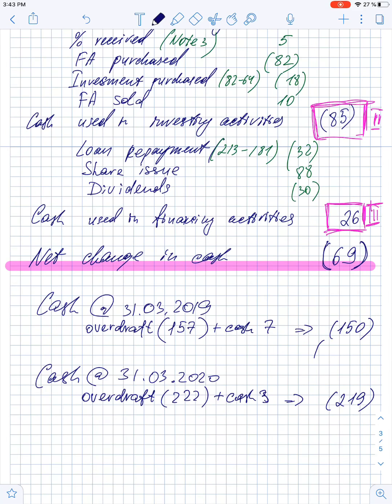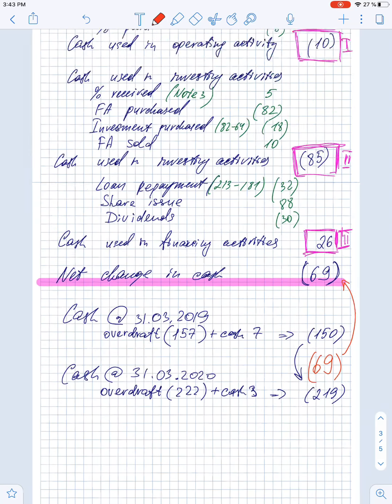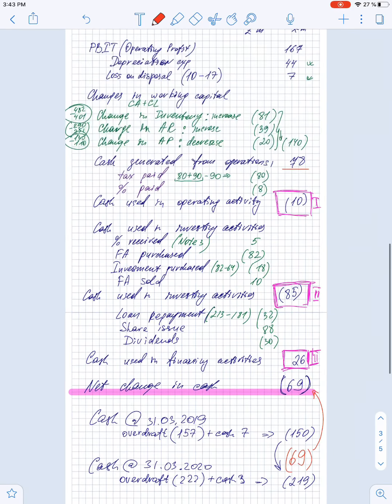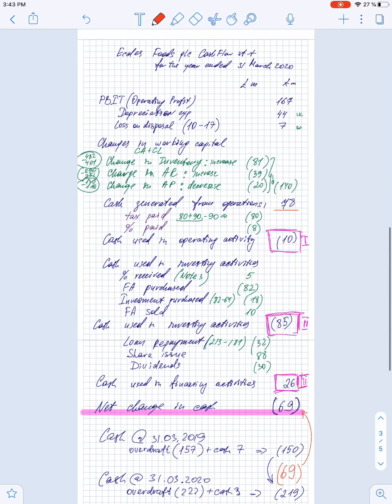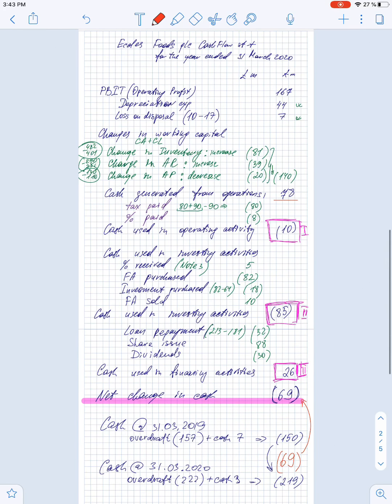And the difference between these two amounts from opening to closing is 69, as we have just calculated in the cash flow statement. So we can conclude that the cash flow statement was compiled properly. So this is the work done here on the screen. We've succeeded. So thank you for your attention, and you can ask your questions now.